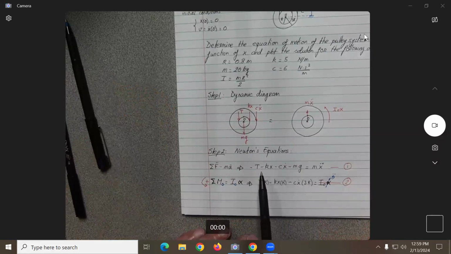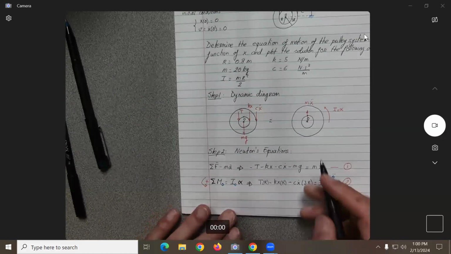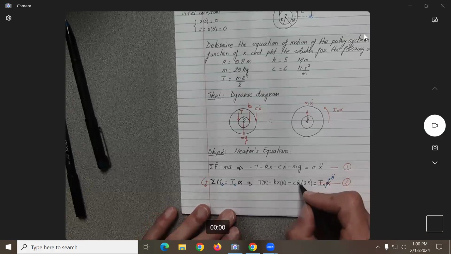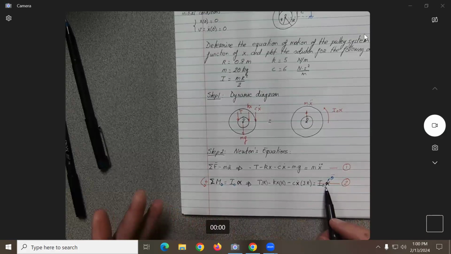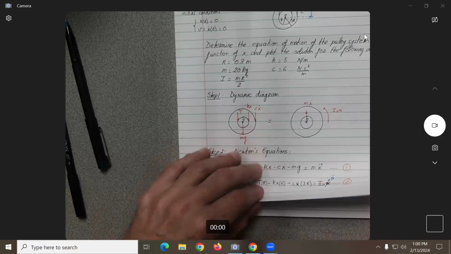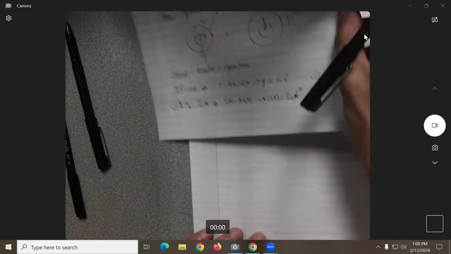How many unknowns do we have? We're going to have T, x double dot, and, because we want it in function of x, x double dot or x will be the same, no? And we have basically theta double dot if you want, or alpha. So basically 2 equations, 3 unknowns. What do we need to do? We need to find one additional equation, no? Okay, so here we go.